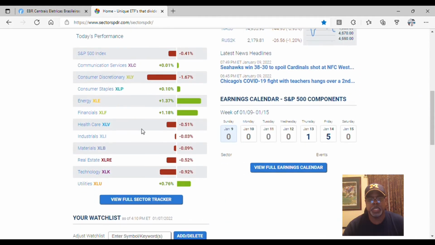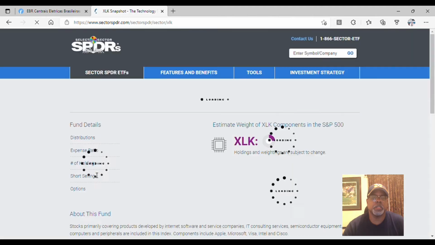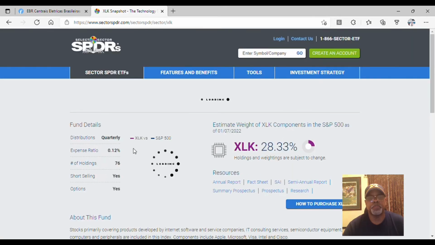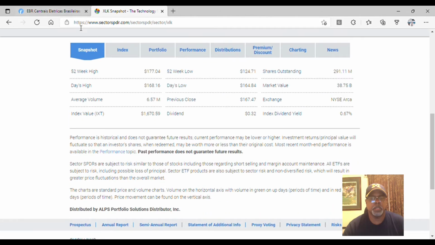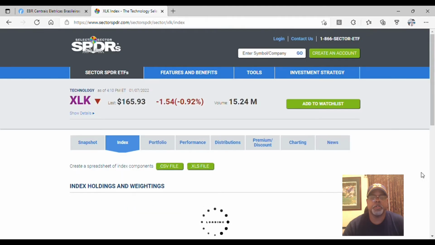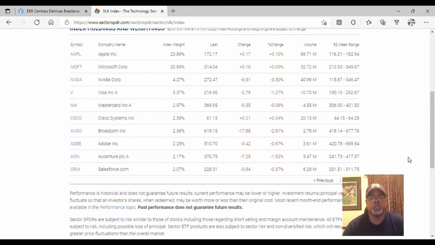If you click on technology right there, you go down and then you click on index. When you do that, it's going to show you all of the companies that are in this particular sector. And here you see Apple and Microsoft. They're the two tops because they carry most of the weight of this sector. And then here in the second column where it says last, that's the price.